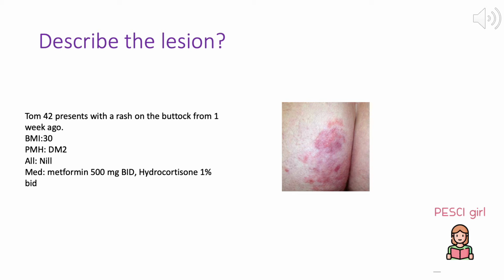no resolution. So first, if you want to start with description of the lesion, we can see an annular erythematous patch that is poorly demarcated from the normal skin. There is no scaling, no pustule, no vesicle, and no bullous lesions.